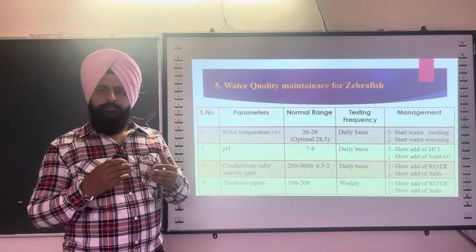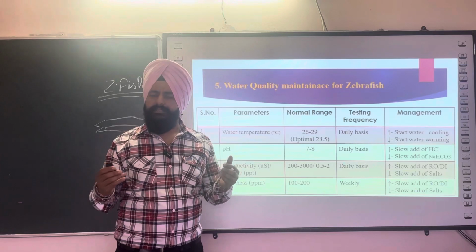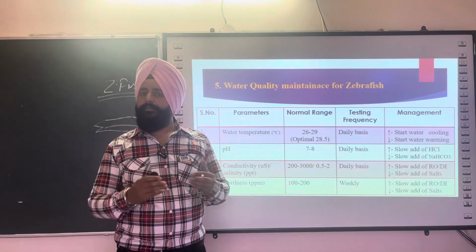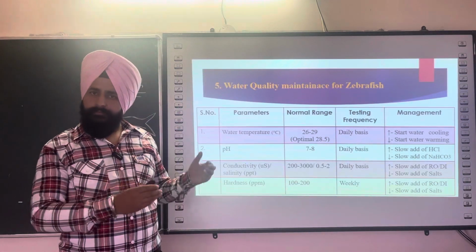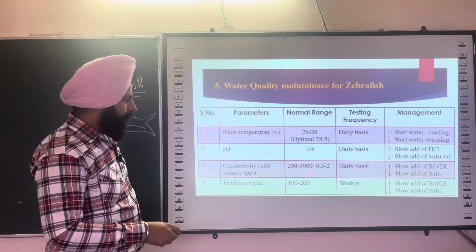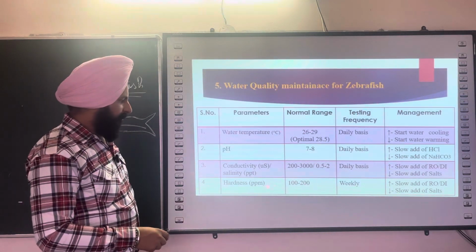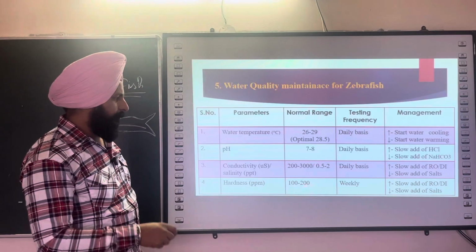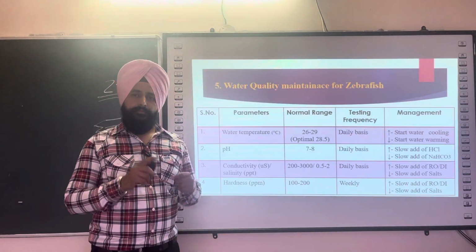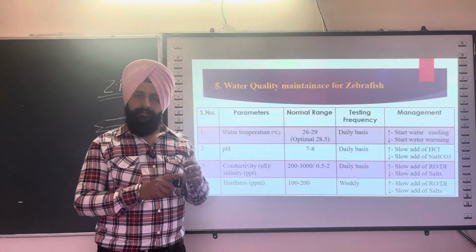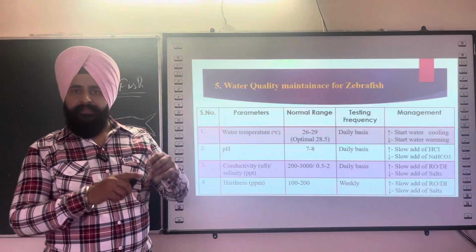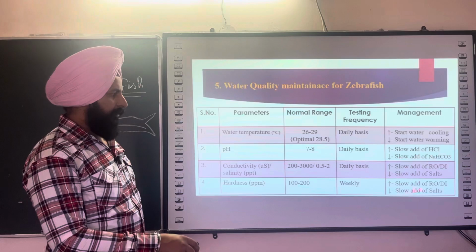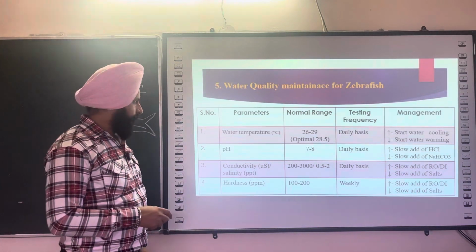If anybody uses hard water continuously for a long time, it can cause kidney failure and liver failure. But fish can adapt, because fish can survive in soft water as well as in hard water. So you should maintain the hardness of the water around 100 to 200, because the hardness of the water from rain or from wells is always above 500, like 1000, 1200. You should maintain it by using RO water, and you can maintain it by adding some salts.